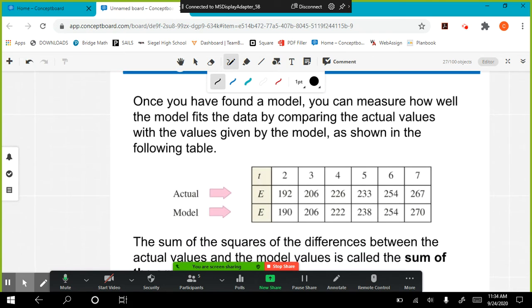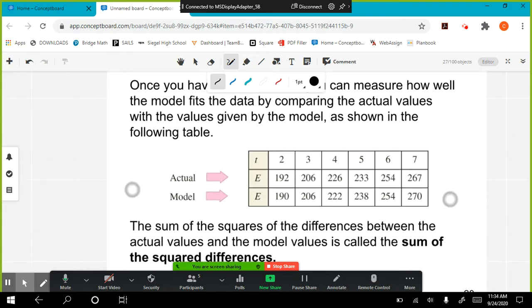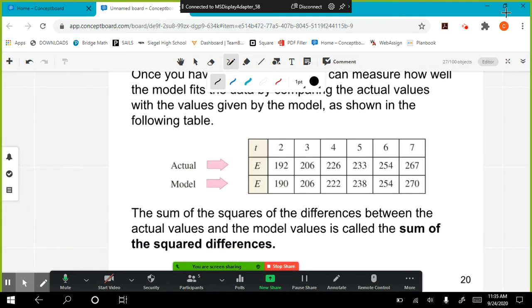It says once you found the model or the equation, you can measure how well the model fits the data by comparing the actual values with the values given by the model. So you could plug in the different x values and see what you get and then compare it to the model. You'll notice that it's not exact. This is not an exact science, all right? But it does give us a pretty good estimation. Now, what they're talking about here, I think, is how good of a model it is.